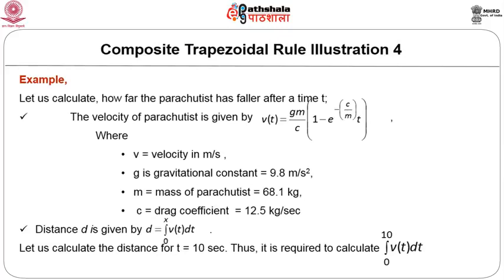We know the distance travelled by the parachutist is going to be given by the integral from 0 to t of v(t) dt. So we need to integrate the velocity function. We can substitute these constants here and apply the trapezoidal rule.